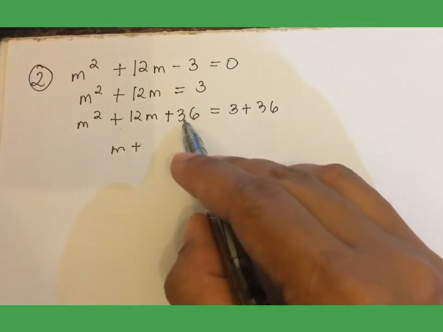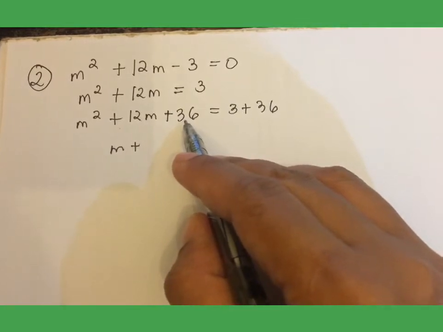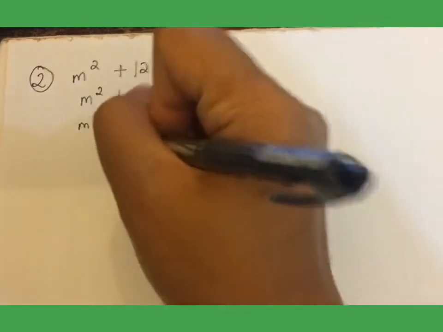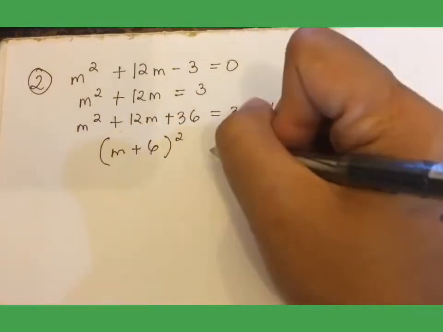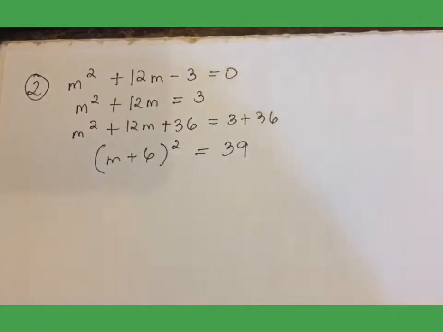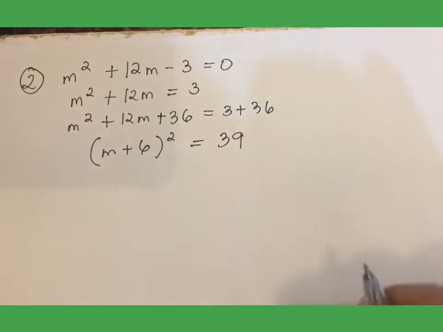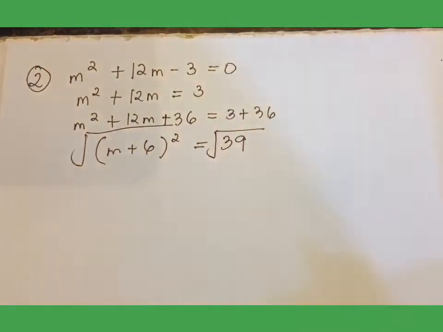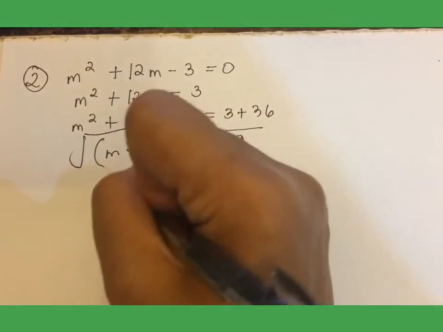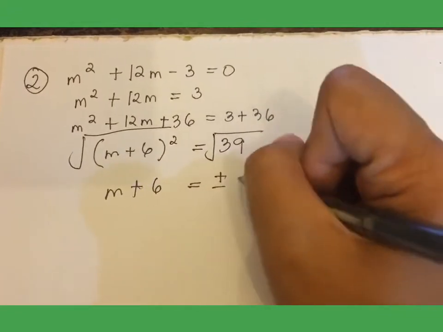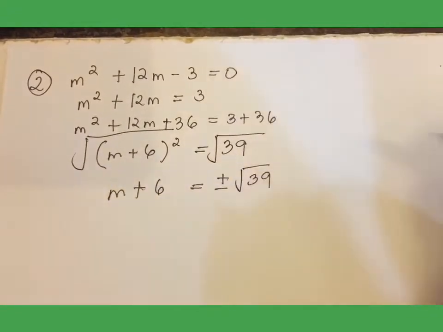Next is to get the square root of the third term. In this case, it's 36, so the square root of 36 is 6, squared. Then 3 plus 36 is 39. After that, I'm going to extract the square root of both sides. So this now becomes m plus 6 equals plus or minus square root of 39.